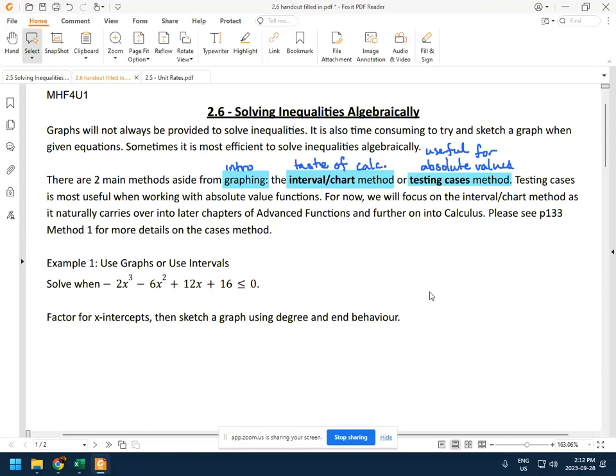This method that we do, you'll probably see it more than once as we get through the middle of functions and we move on to calculus skills. There's another method called testing cases. It's very useful for absolute value functions, but the textbook doesn't do a very good job of explaining test cases, and we won't really run into absolute value functions anytime soon. So I want to just focus on the chart method.